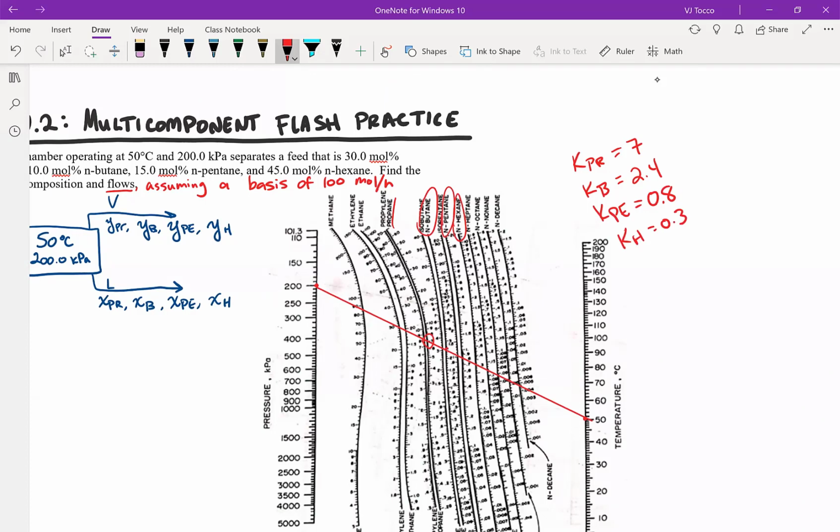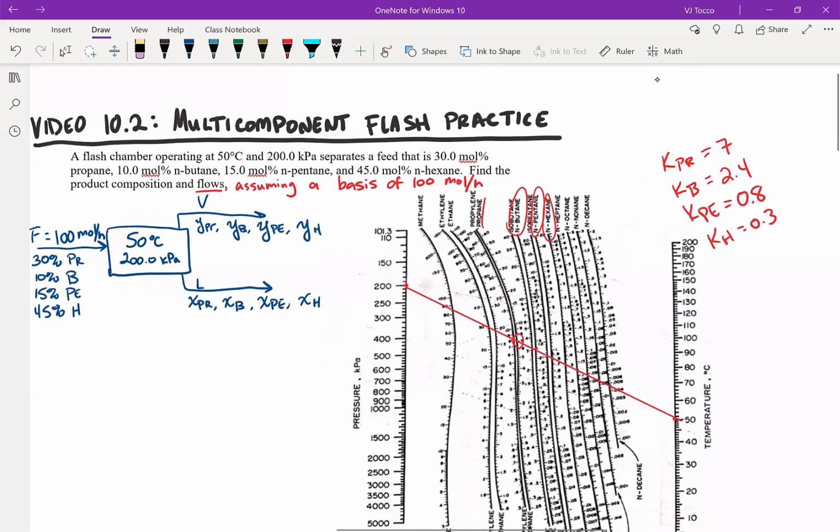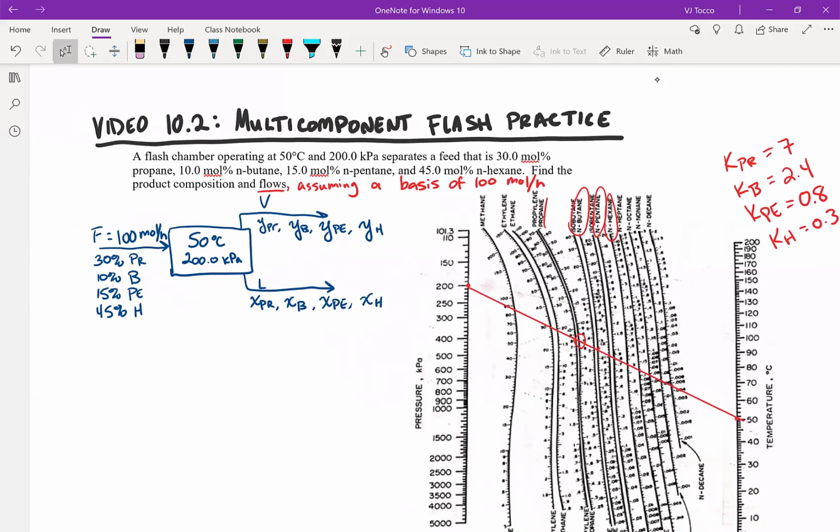Another context clue that you can use is that the longer the hydrocarbon chain, the less the value of K should be. That reflects the fact that K is equal to y over x, and the lesser this value is, the lesser the vapor phase composition is going to be in relation to the liquid phase composition. Now that we have these K values, we can plug them into the Rachford-Rice equation. So that is the next part.